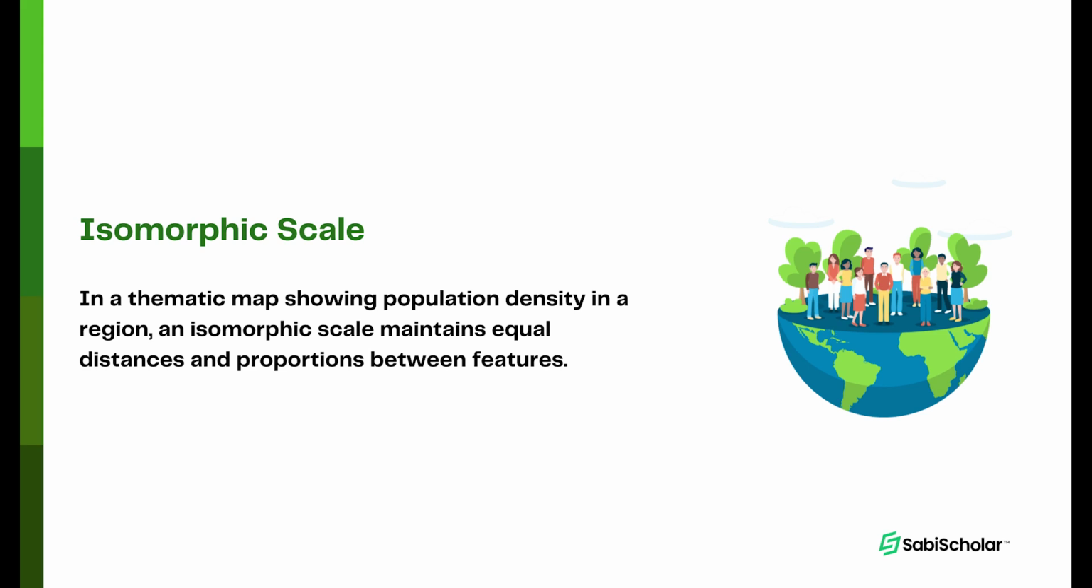So by using this particular scale and understanding how to use it effectively, geographers, planners, and map users can accurately interpret information and make informed decisions about a geographical phenomenon. Phenomena in this case could be, let's say, an earthquake or a particular thing that happens, maybe a natural disaster.